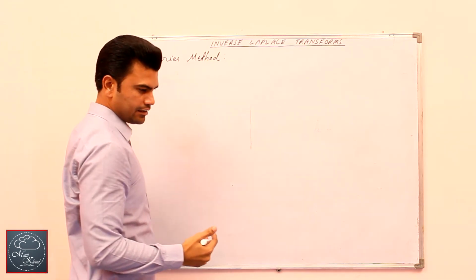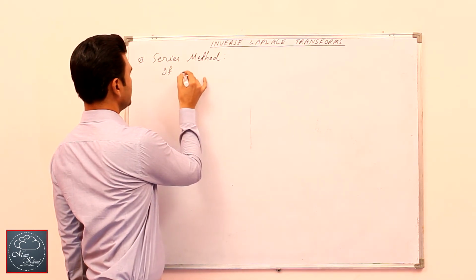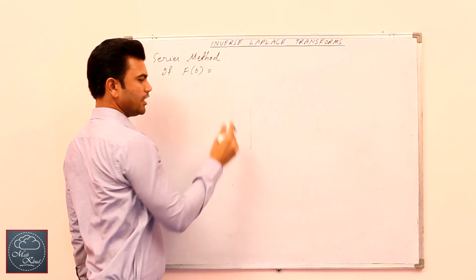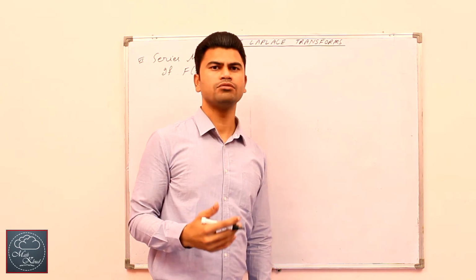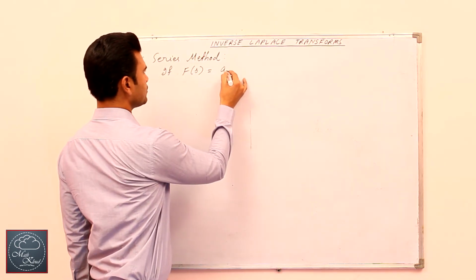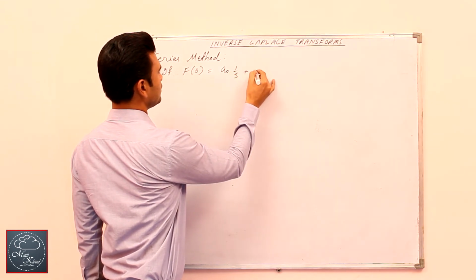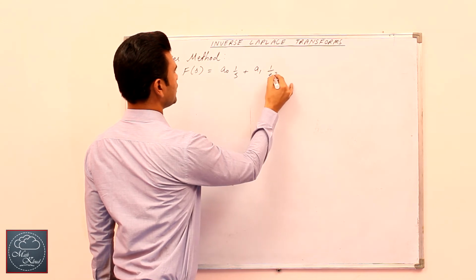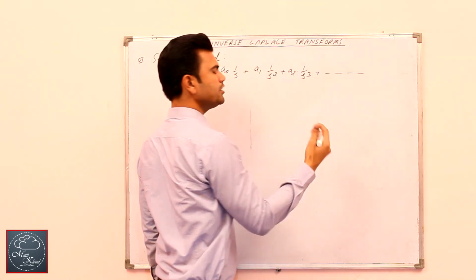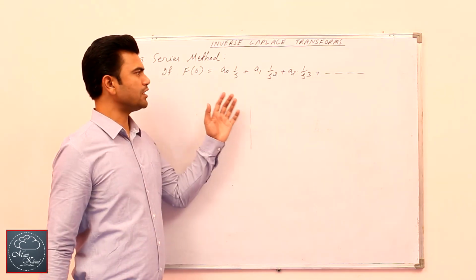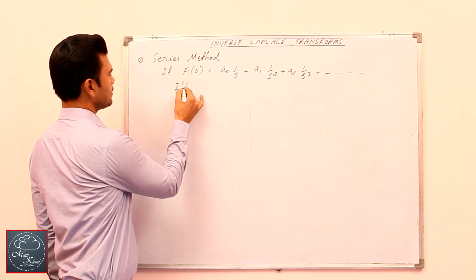It simply says that if your function f of s, whose inverse Laplace transform is desired, can be expressed as a power series of negative powers of s, which will be of the form a naught into 1 by s plus a1 into 1 by s square, a2 into 1 by s cube, and so on, of this form, then we can invert term by term to get its inverse Laplace transform.